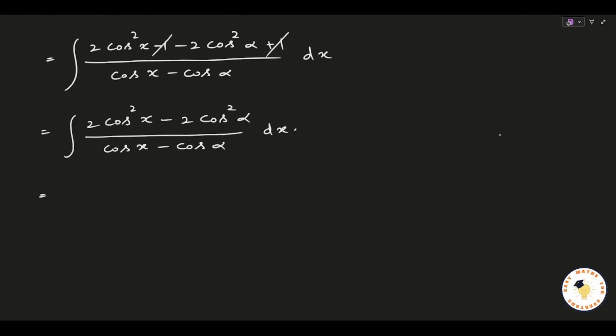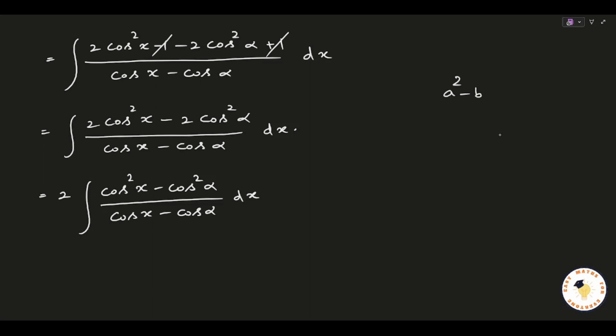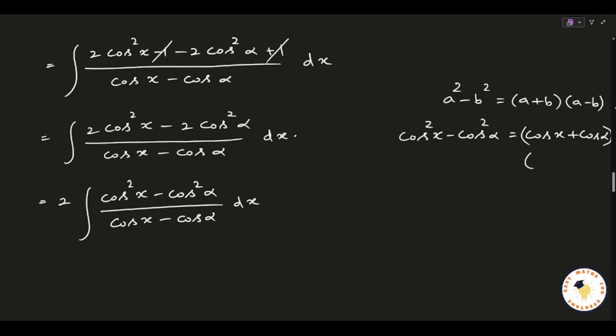We can take the 2 common and bring it outside the integral. So this will become 2 times integral cos square x minus cos square alpha divided by cos x minus cos alpha dx. We know one identity which is a square minus b square, whose answer is a plus b into a minus b. Using this identity for cos square x minus cos square alpha, we can write this as cos x plus cos alpha into cos x minus cos alpha.